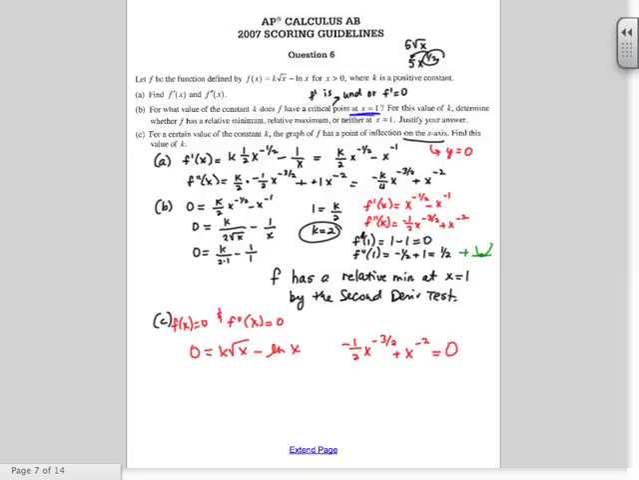Okay, let's solve for k. So if I solve for k in the first one, I'm going to have natural log of x equals k times the square root of x. So k is going to be the natural log of x over the square root of x.